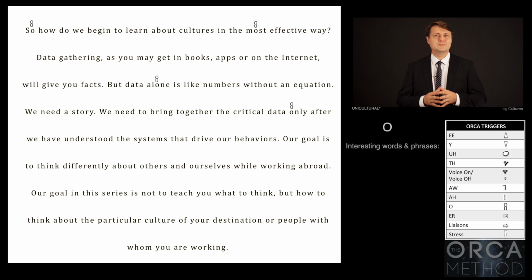Our goal is to think differently about others and ourselves while working abroad. Our goal in this series is not to teach you what to think, but how to think about the particular culture of your destination or people with whom you are working. So there's no more O's, but O is an important one. And now we have the famous sound.